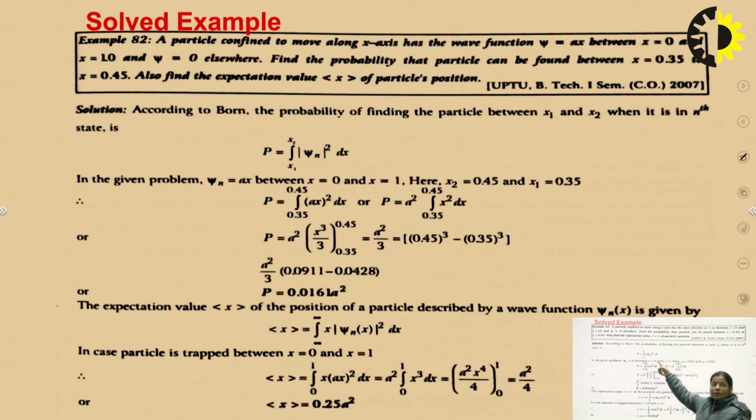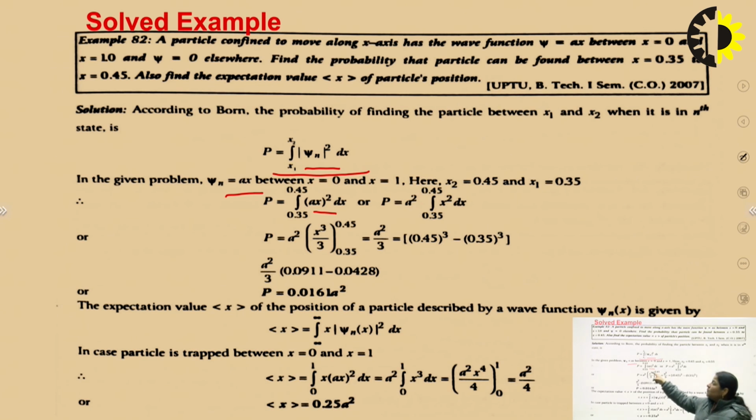We have already discussed in the problem that mod psi squared multiplied by dx defines the total probability. So the same part is shown here, that the probability is integral from x1 to x2. These x1 and x2 are the limits, the range of the region, and the integrand is mod psi squared dx. Now we substitute psi equals ax, because in the region x equals 0 to x equals 1 it is defined as ax, and in the other regions it is 0. So we will substitute ax here.